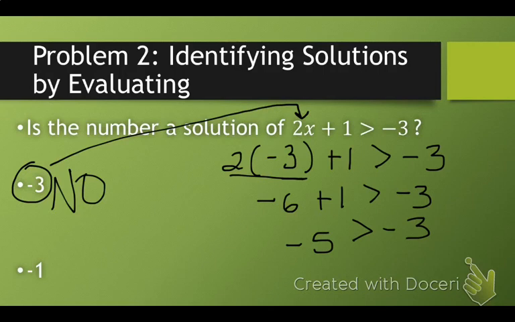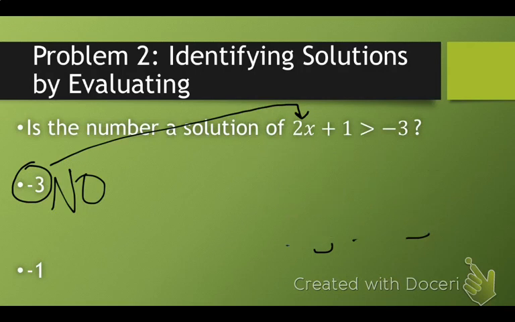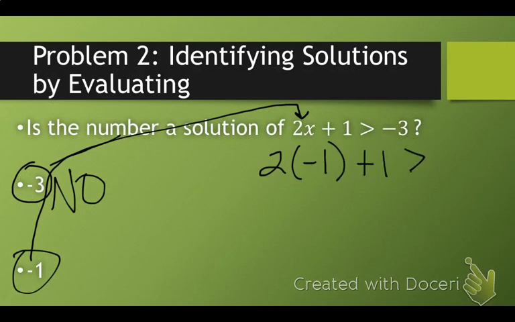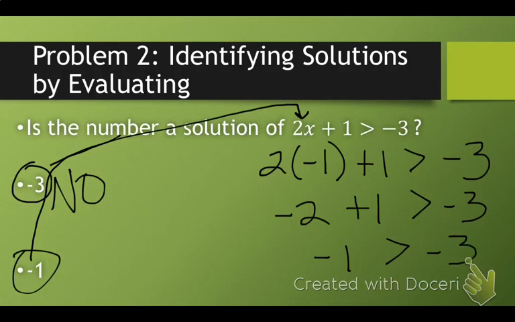Okay? But now I also need to do that with my negative 1 here. So I'm going to need to erase and do the same thing again with my negative 1. 2 times negative 1 plus 1 is greater than negative 3. Well, 2 times negative 1 is negative 2, plus 1 is negative 1, is greater than negative 3. And this is a true math statement. Negative 1 is greater than negative 3. So negative 1 is a solution to this inequality.